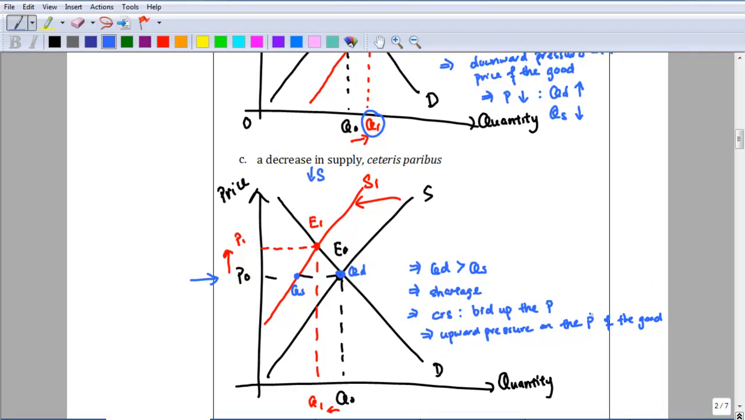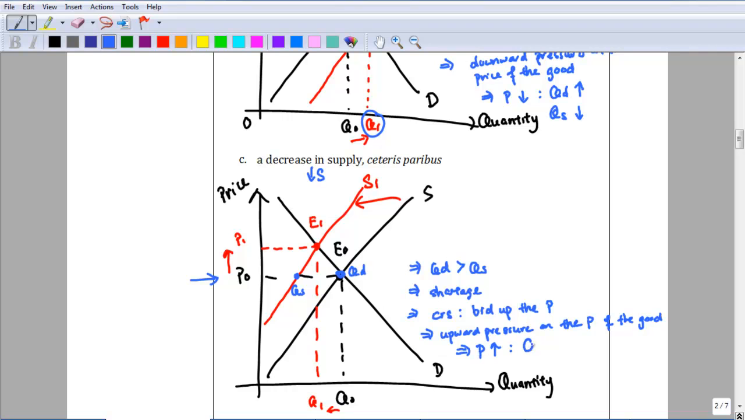Do take note that you cannot write short form in exams, okay? So you got to spell out under exam condition or test condition. So when there is an upward pressure on the price, your price of the good will start to increase.